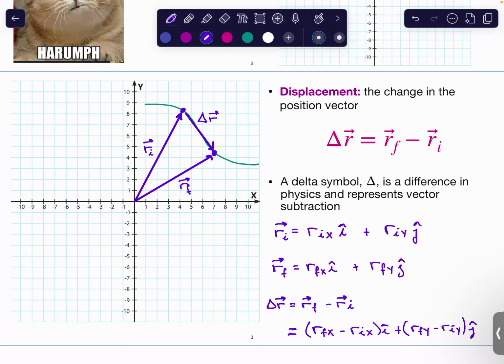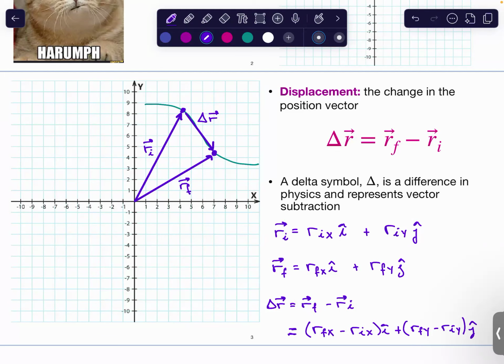This delta r is what we know as displacement. Let's say you're walking around town. I went this many blocks east. I went this many blocks north. Your displacement is going to be this delta r. You subtract the initial vector from the final vector, and you get your displacement.